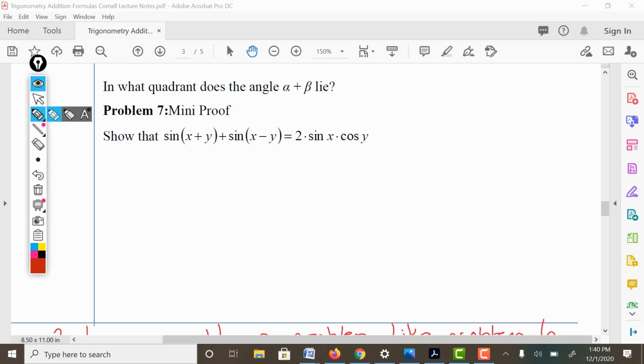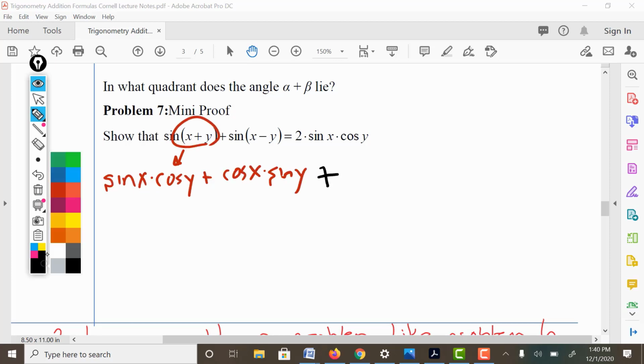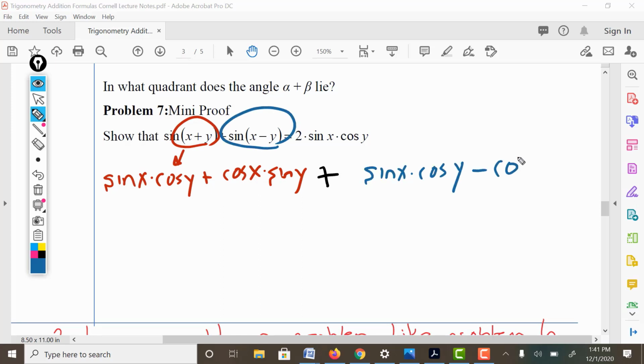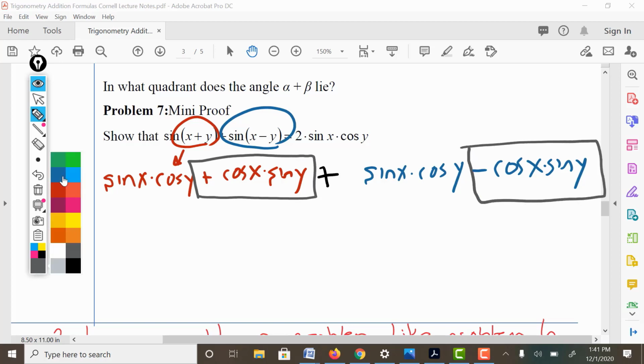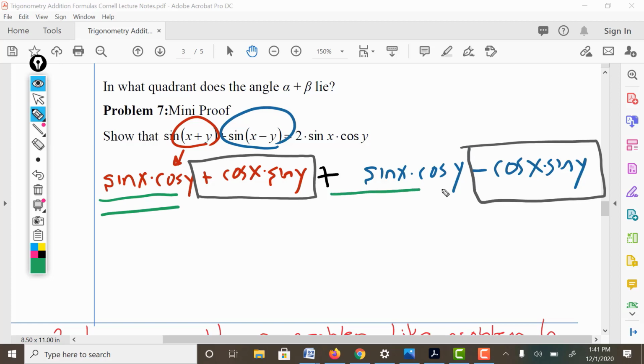So let's see what happens with this little proof here. Show that this left side is this right side, and of course, we always pick the uglier side first. If you recall, the formula for sine of x plus y, the formula for sine of x minus y, you'll note that these two are the same terms, and these two are the same terms. However, I hope you notice that this is a positive cosine sine. This is a minus cosine sine, so these two cancel each other out.